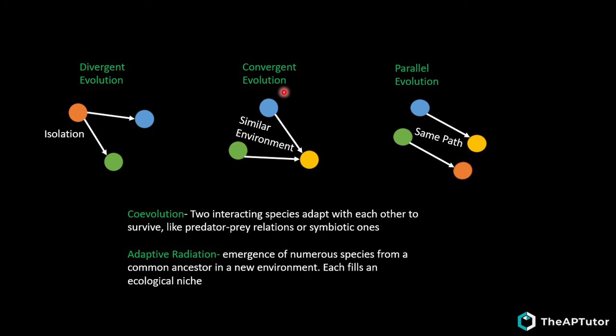And then adaptive radiation, which is the emergence of numerous species from a common ancestor in a new environment. For example, if the finch, like Darwin studied, were introduced to a new island, that island has a bunch of different niches, such as forest area or lake area or plain lands. And because these areas are not already filled in by animals that are already living there, this species of finch will actually diversify into different species to fit each of the different niches.